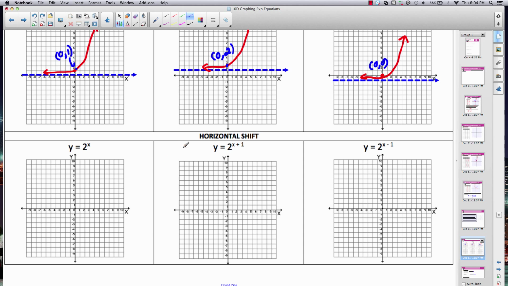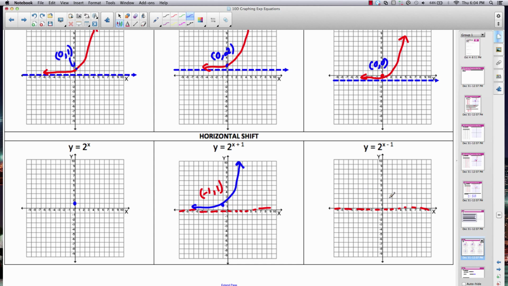Okay. So if our point here was at 0, 1, well then the new point is going to be at negative 1, 1. Okay, and it would look like this. So that new point is negative 1, 1. And the asymptote would be at the x-axis. Nothing changes there. Okay, y equals 2 to the x minus 1. I think you'll realize it moves to the right 1. So again, the asymptote is on the x-axis.